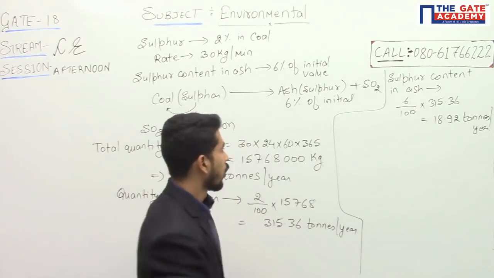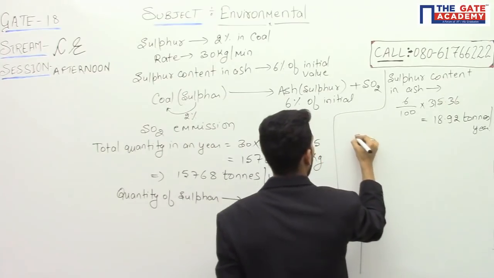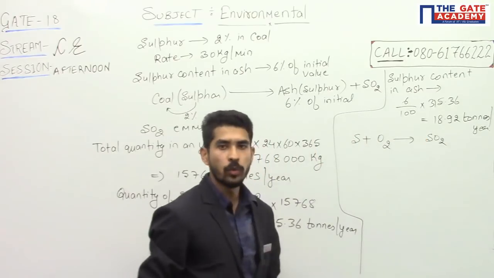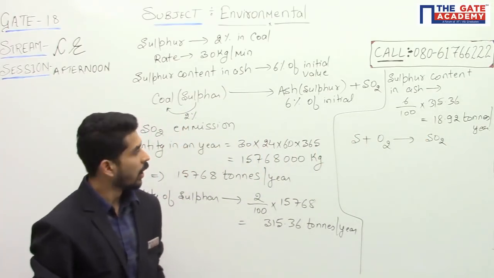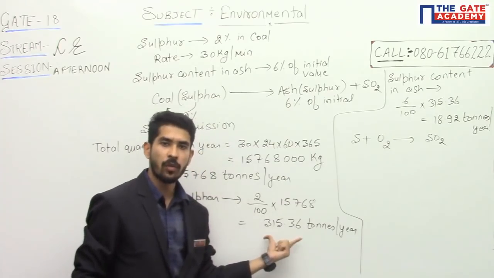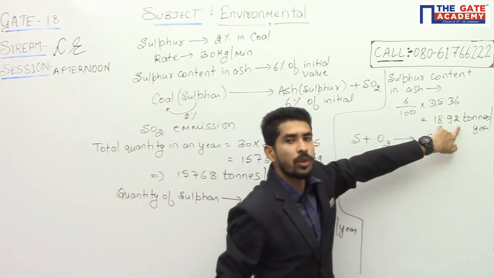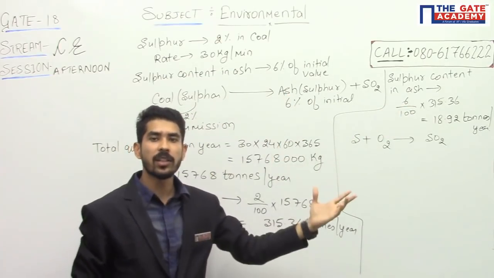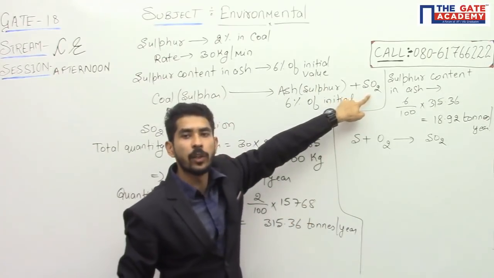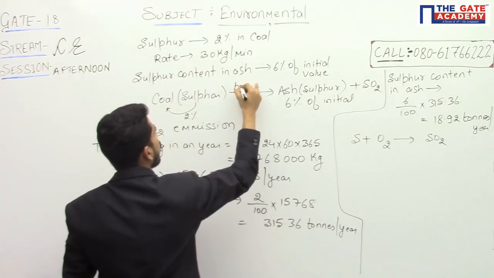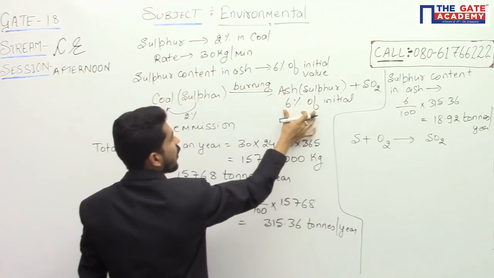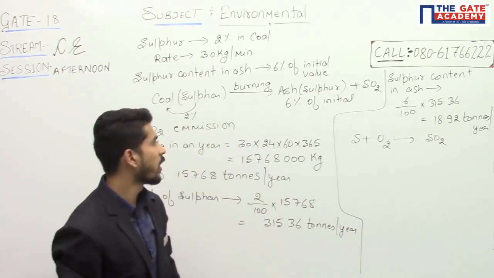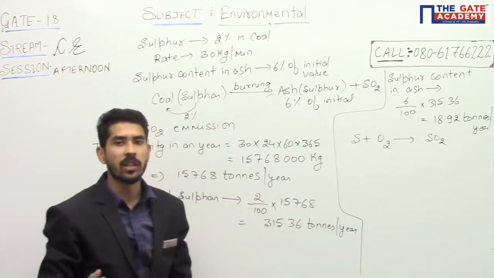He's asking what is the SO2 production. So according to the combustion, sulfur will combine with oxygen to form SO2. Out of this total sulfur, this much amount of sulfur is in ash. The remaining sulfur which is left is getting converted into sulfur dioxide. When you are burning this particular coal, you have ash, and that ash consists of this much amount of sulfur. Whatever remaining amount of sulfur is there, that is getting converted into sulfur dioxide.